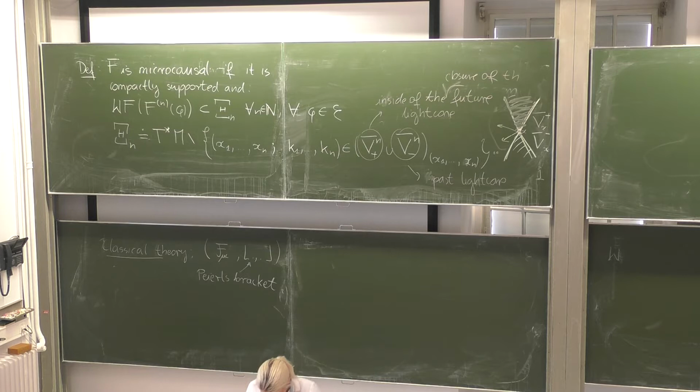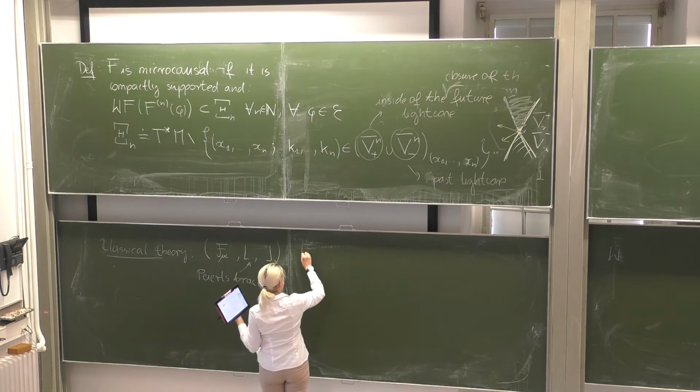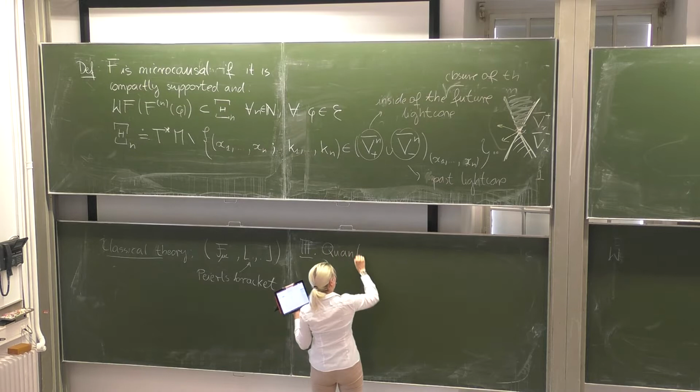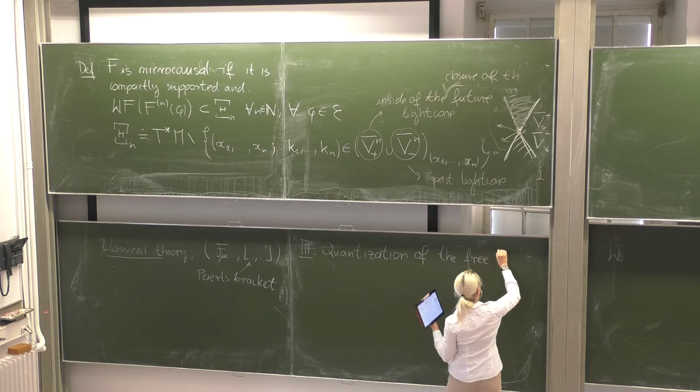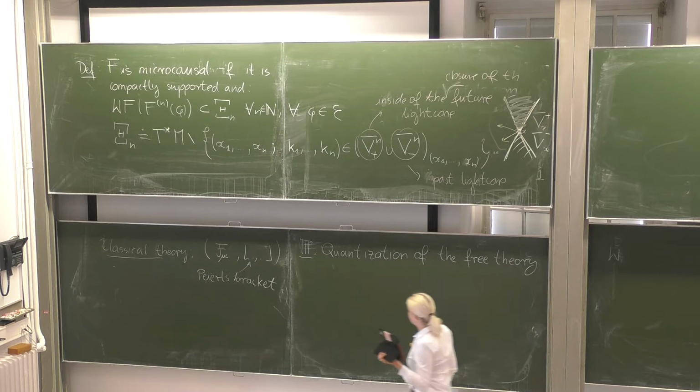All right, so let's quantize things. This is classical theory, but obviously we are interested in quantum theory. So this is the third part of the story, quantization of the free theory. All right, so how do we want to do this?